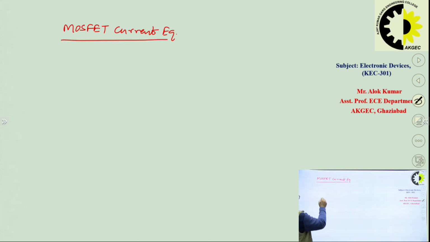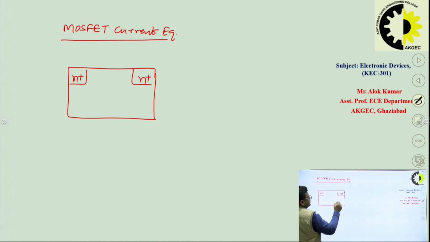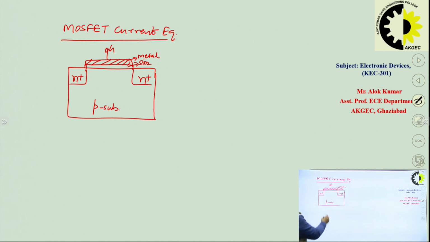So, we know the structure of MOSFET. It is something like, here we have N positive material, here also we have N positive material, and this is nothing but P type substrate, and then here we have oxide layer. This is oxide layer, SiO2 layer. Then we have a metal layer, and this is your gate terminal. This terminal is source terminal, and this terminal is drain terminal, and this terminal is the bulk terminal, right. So, this is the structure of the MOSFET.